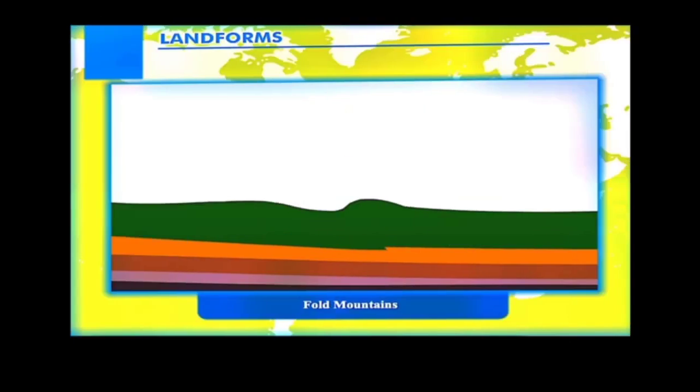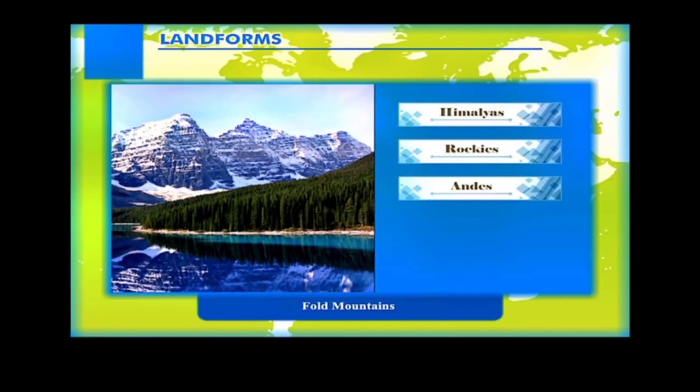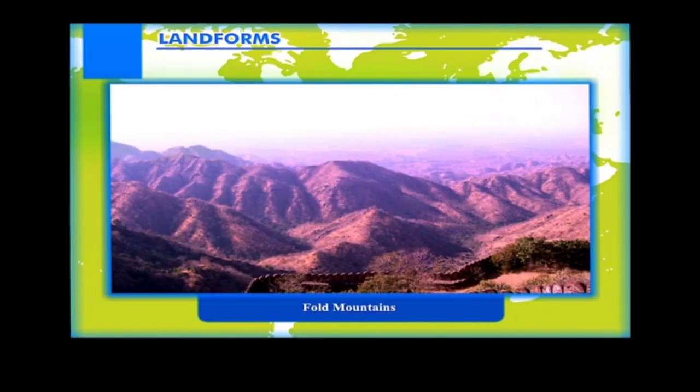Fold mountains. As you can see in the picture, these are caused by collision between plates deep beneath the earth's surface. The Himalayas of India, the Rockies of North America, and the Andes of South America are fold mountains. These are also called young fold mountains because geologically they have been formed recently, while the Aravallis, the Appalachians, and the Ural are old fold mountains.